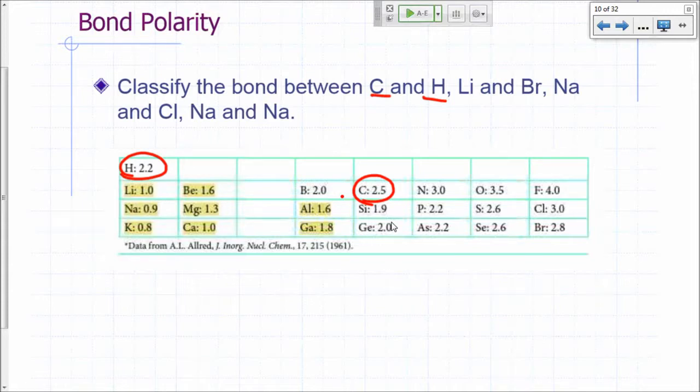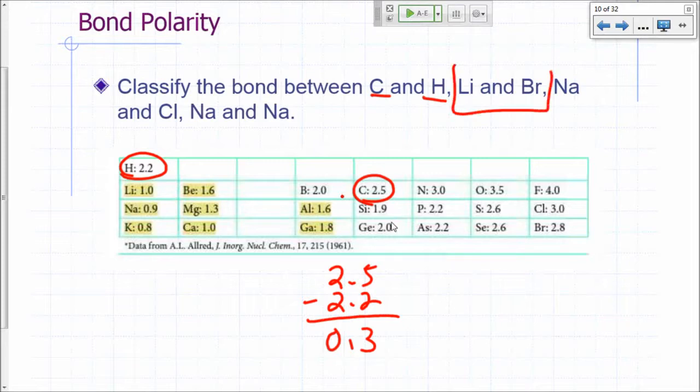What's the difference between carbon and hydrogen? A difference of 0.3. So a carbon to hydrogen bond, strictly speaking, is polar covalent. But for practical purposes, that difference is so small, we say the bond is essentially nonpolar. So C-H bonds are generally considered nonpolar bonds.